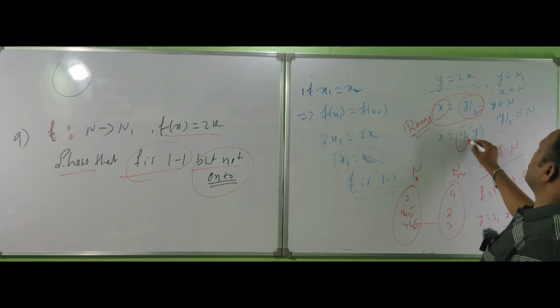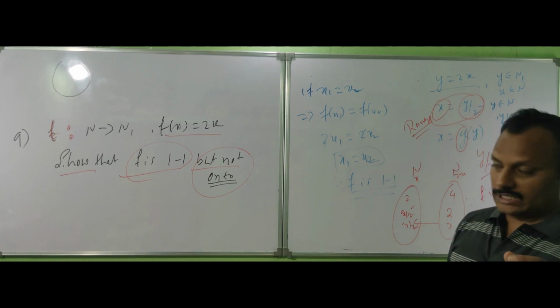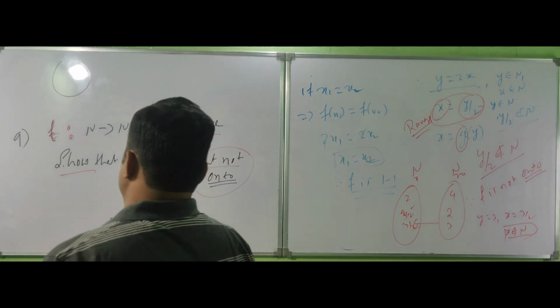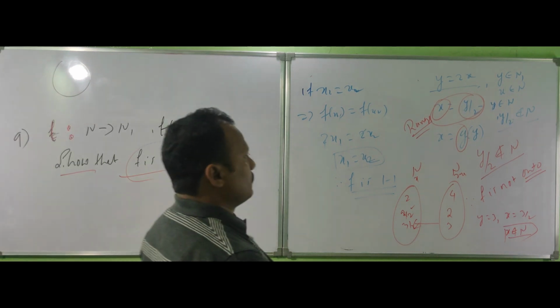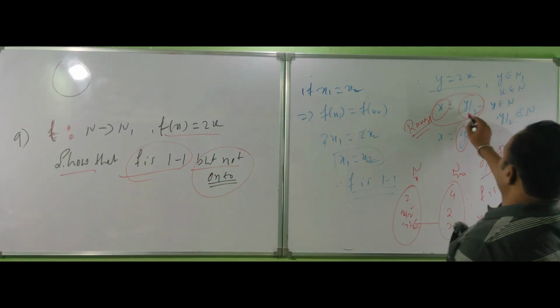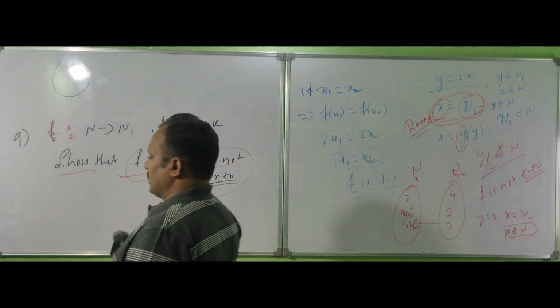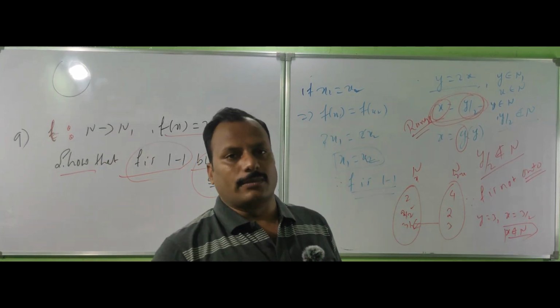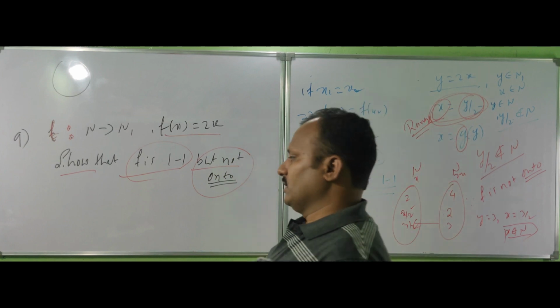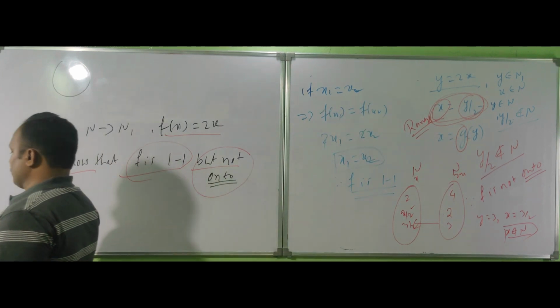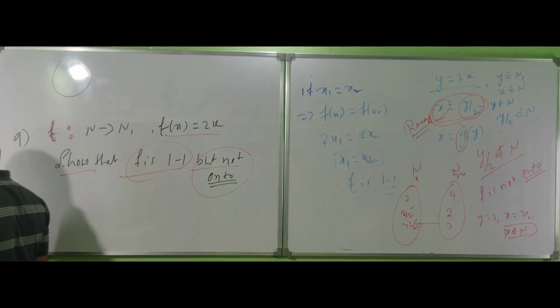For function g, onto is not possible. Simply we can say this is the reciprocal; natural numbers do not have reciprocal numbers, fractional numbers. That's why, for 2x, f is not an onto function.